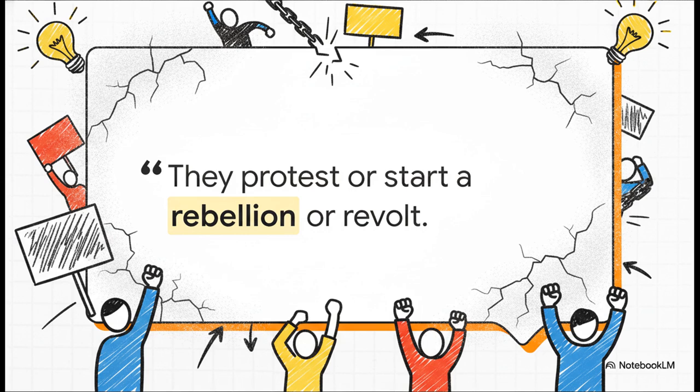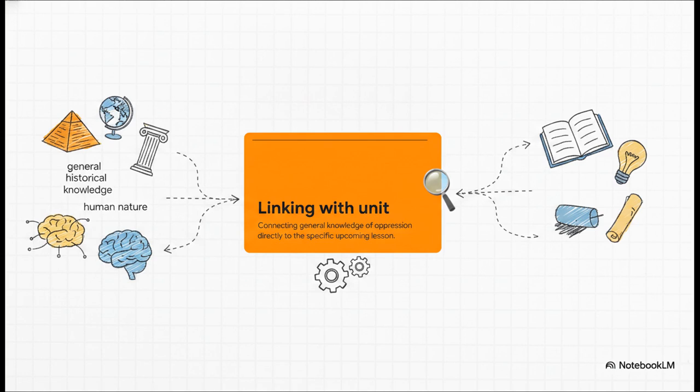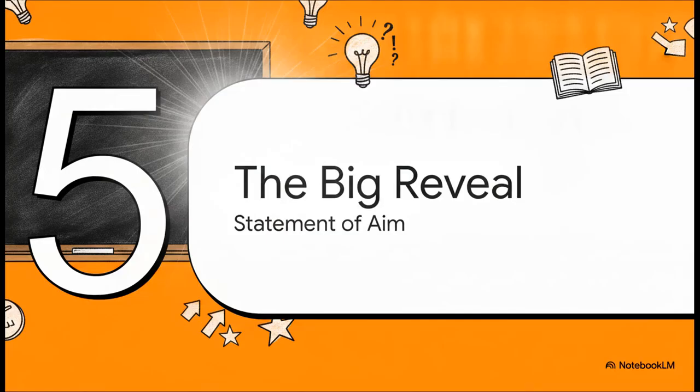The students respond, they protest or start a rebellion or revolt. The students have organically generated the exact concept the teacher wants to introduce. It's like the students essentially invented the idea of the lesson themselves. This is defined in the source document as the linking with unit subskill. It's just a seamless psychological bridge, connecting their general historical knowledge and understanding of human nature directly to the specific upcoming lesson.